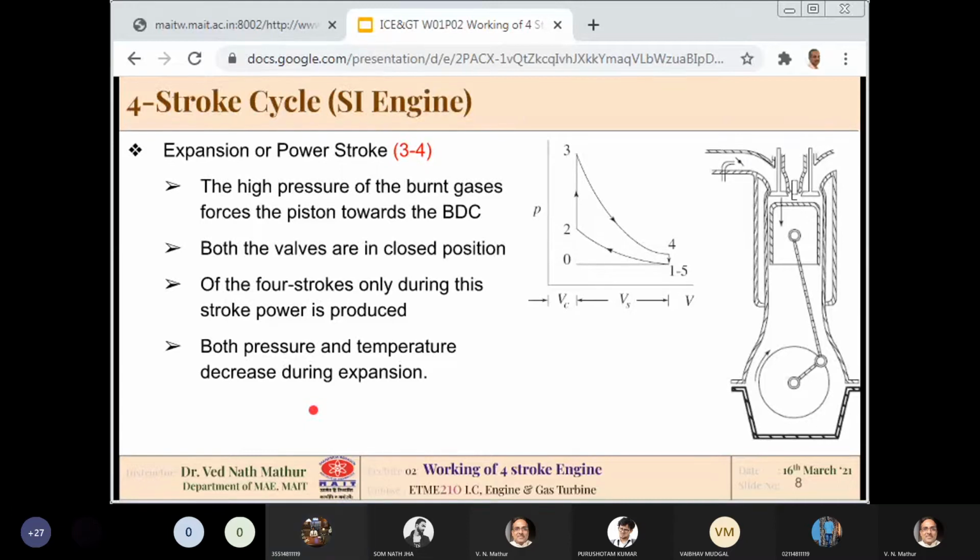Hello, yes. So basically, when the piston goes back to the top dead center again, when the mixture is there in the cylinder, the ignition takes place at that time through the spark plug.